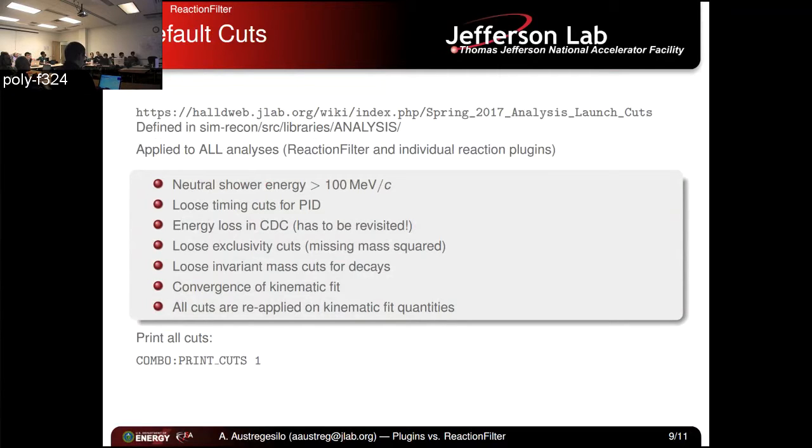For example, all neutral showers are bigger than 100 MeV. And then there's some timing cuts on PID. There's an energy loss cut on CDC, which really has to be revisited. We just read out... this has to be worked on. There's some loose exclusivity cuts on the missing mass squared, or if you have a missing particle, then it's around the particle that is missing. That's why it's important sometimes to specify it. There's invariant mass cuts for decays.